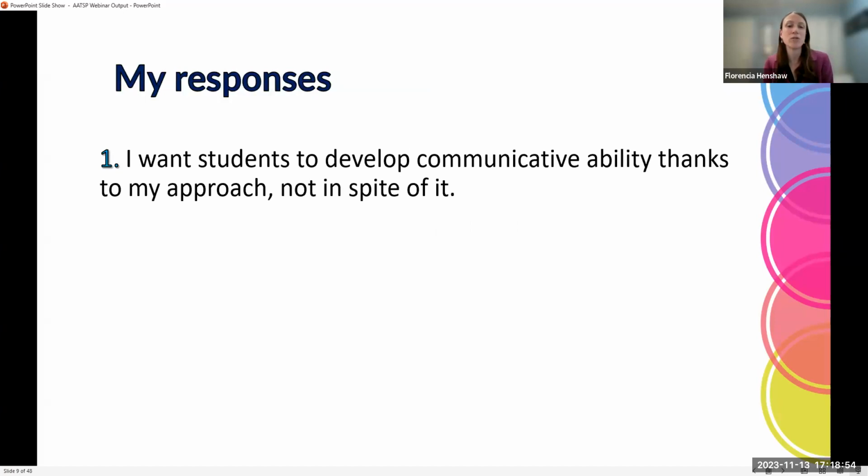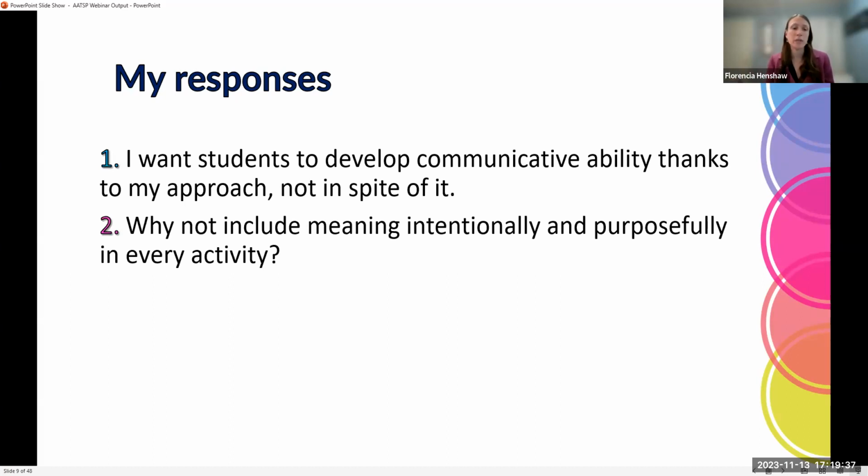So the first one is, I want students to develop communicative ability thanks to my approach, not in spite of it. So for me to adopt the cross your fingers and hope that somebody pays attention to meaning approach, that doesn't quite do it for me. I have very limited time with my students and I want to make the most of it that I can, right? So I want to make sure that whatever we're doing is helping them make form meaning connections. So if there's a chance that what I'm doing doesn't involve meaning, it's not going to be form meaning connections, right? So that is something that I need to keep in mind because my goal is communicative ability.